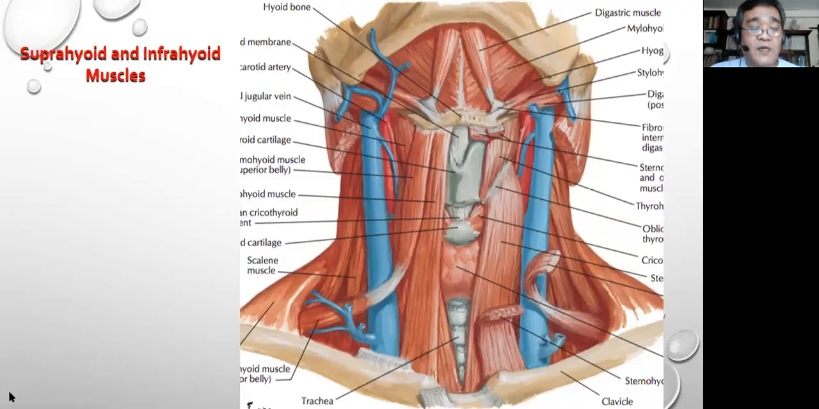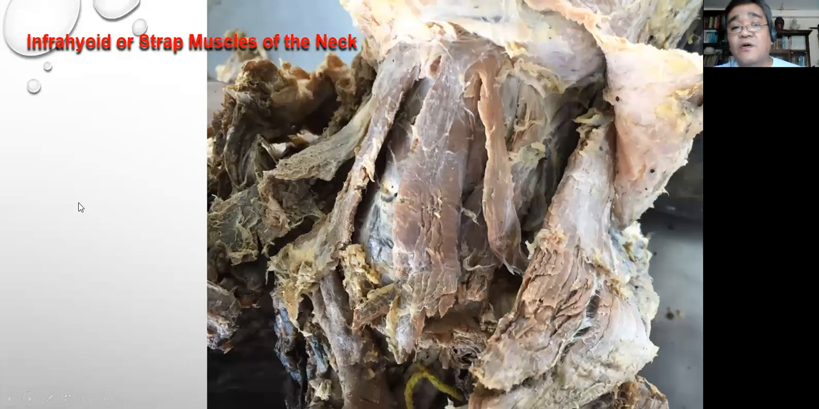Okay, we have already talked about this, so we will just skip this slide. So again, the infrahyoid or strap muscles. To reiterate, this is your superior belly of the omohyoid. This is your sternohyoid muscle, still partially covered by your pretracheal fascia. Okay, if you reflect these two, you will be able to visualize the sternothyroid muscle and the thyrohyoid muscle, as well as the thyroid gland.